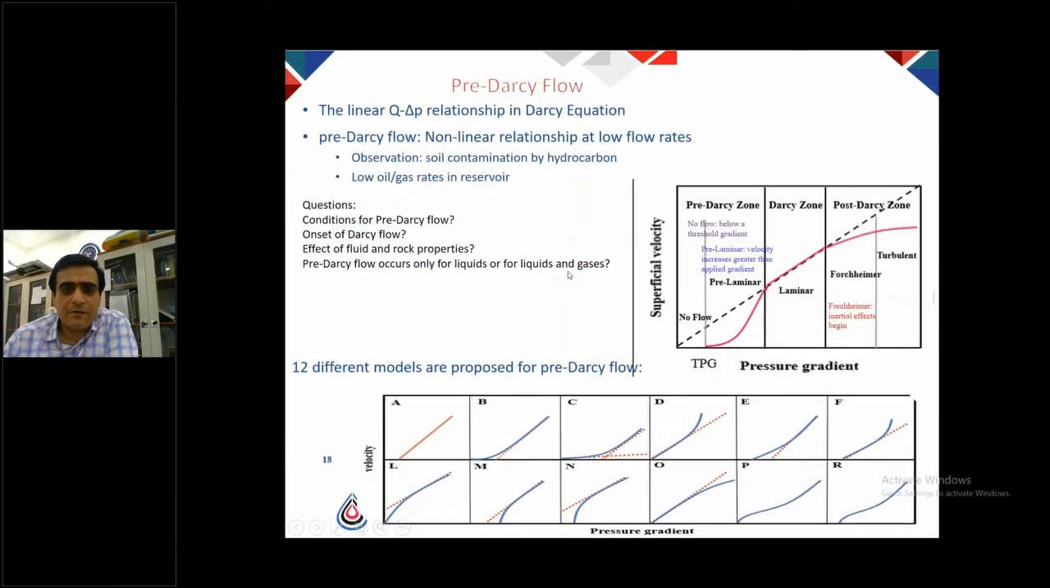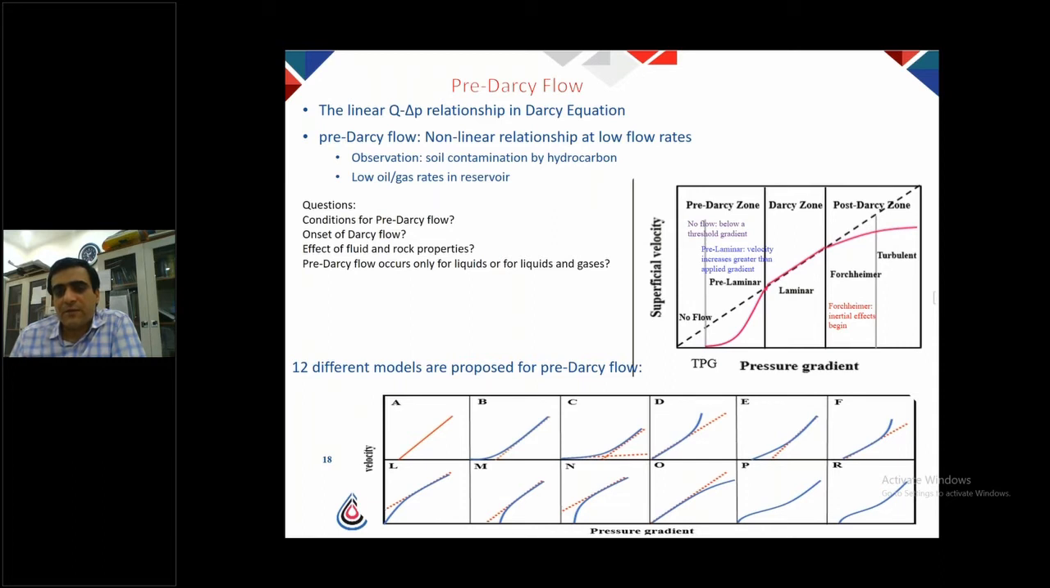The other concept of flowing conditions in the porous media is the pre-Darcy flow. The pre-Darcy flow means conditions that are not the same as the Darcy zone, as you can see in this slide. The reservoir engineers have already distinguished the Darcy zone and the post-Darcy zone, which is similar to the transition and sometimes turbulent conditions.